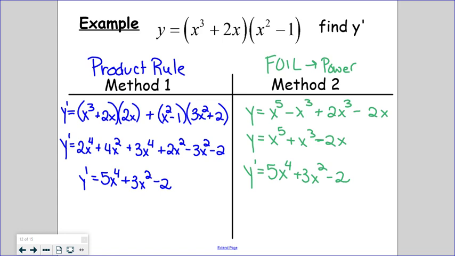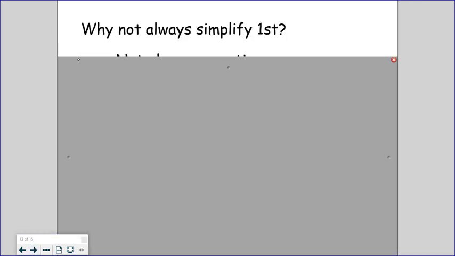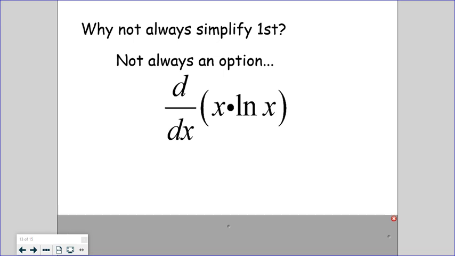FOIL it first and do our power rule. We just aren't quite to this yet, but it doesn't always work. Why not always simplify first? It's not always an option.